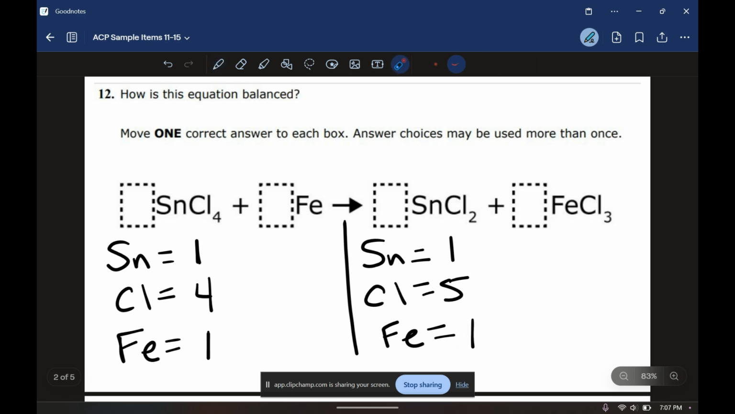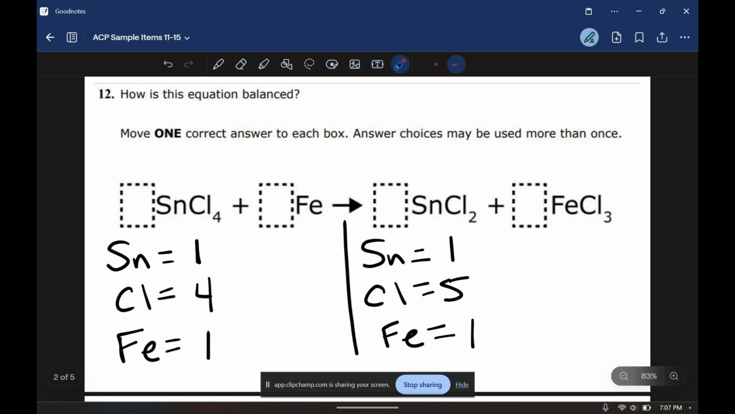So the first thing to notice here is that your tin is the same on both sides. You have 1 and 1. Iron is the same on both sides. You have 1 and 1. Your only problem here is chlorine. You've got 4 on the reactant side, and 5 on the product side. So you're going to have to change some of those numbers.